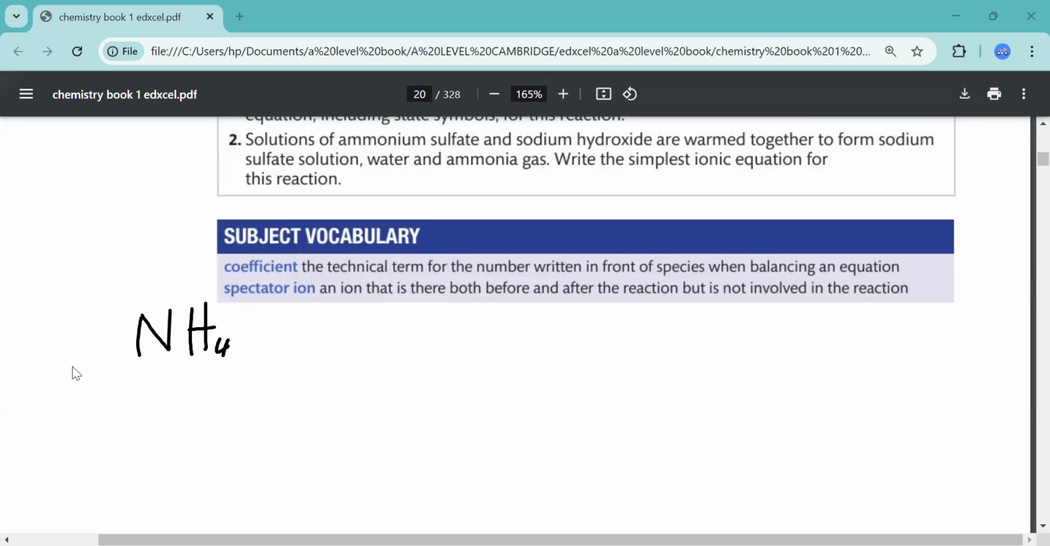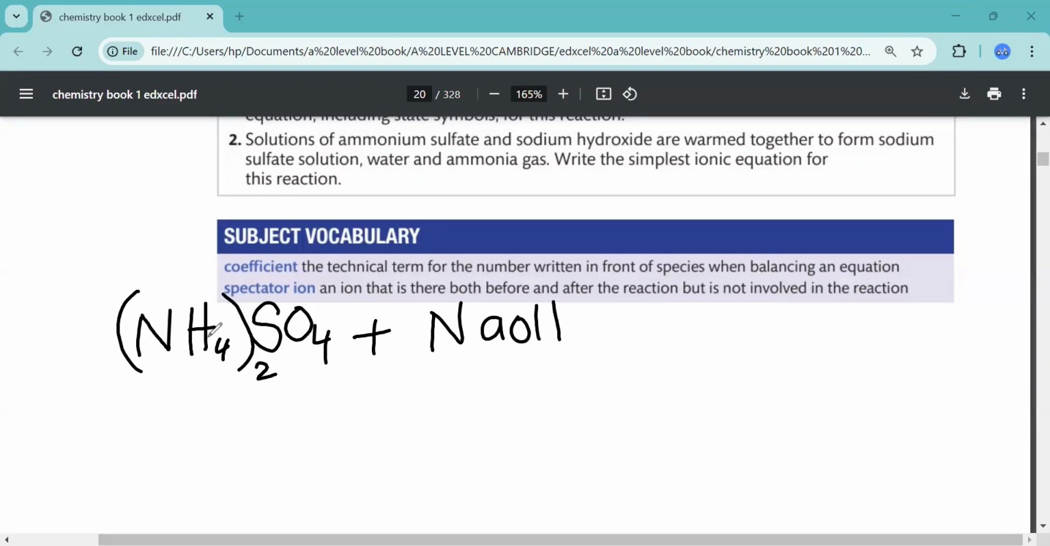Ammonium sulfate. Ammonium is NH4 plus, and sulfate has a -2 charge, so we have two ammonium ions. The -ium basically represents a nitrogen that is going to make 4 bonds, obviously 4 bonds with hydrogen. So NH4 plus 1. We are going to attach two ammonium ions with this, plus sodium hydroxide, NaOH. They both are warmed together and give you the product. The product is sodium sulfate. It's going to be Na2SO4.